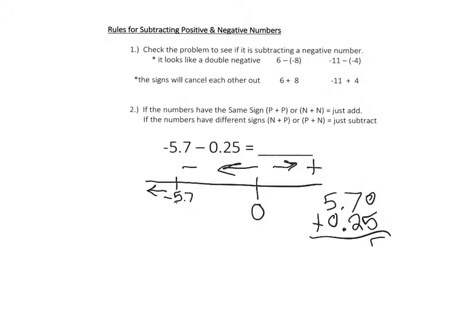0 plus 5 gives us 5. 7 plus 2 gives us 9. We bring our decimal straight down. 5 plus 0 gives us 5. Now, since we have our bigger number, negative 5.7, as a negative, our answer does have to be a negative answer. So we get negative 5.95.